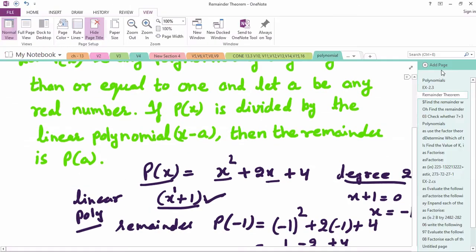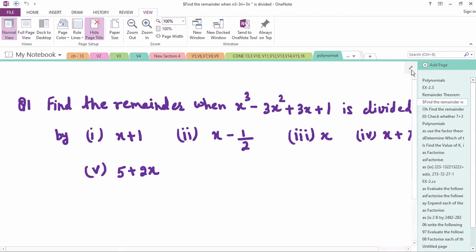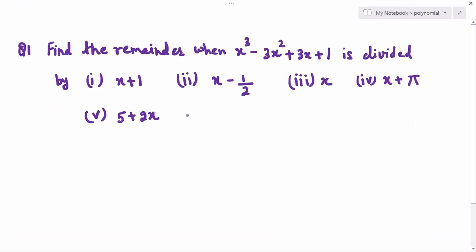Okay, let us start with the exercise now. Your exercise is first question. See children, there are many parts. So I'll try to do 2 or 3 parts and I will leave 1 or 2 parts for you so that you can also revise this concept yourself or you can try these questions yourself. Let us start with the first part.